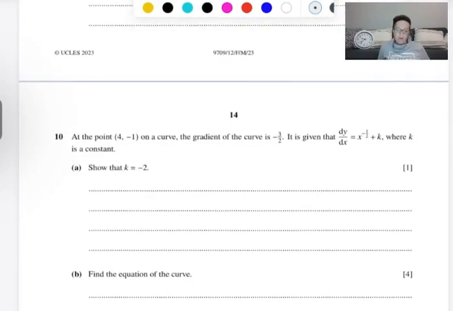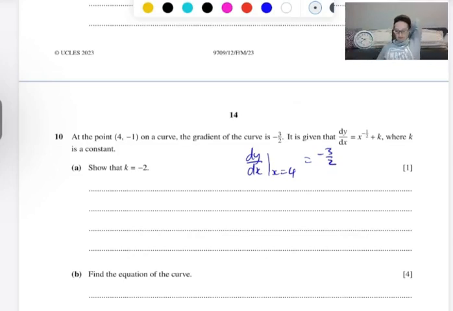Okay, at the point 4, minus 1 on a curve, the gradient is that. Okay, so dy/dx, where x is equal to 4, is minus 3 over 2. It is given that dy/dx is that, where k is a constant. Show that the constant is minus 2.